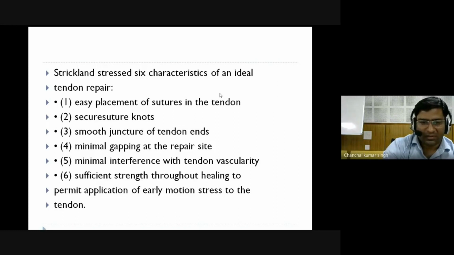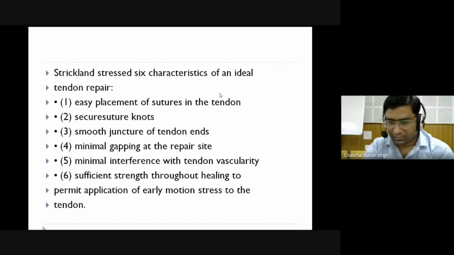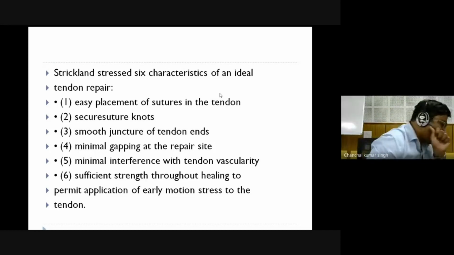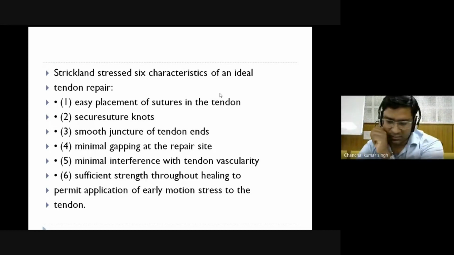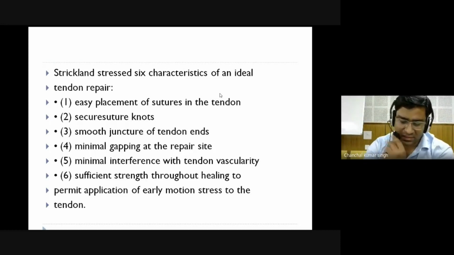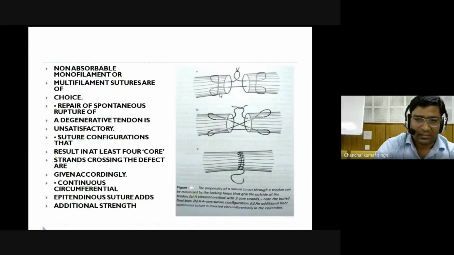So the vascularity of the tendon is intact. That's how we preserve it, which is going to heal the tendon. And you should be able to provide sufficient mechanical strength throughout the healing with your good suturing techniques, as well as splinting and preventing unnecessary stress at the repair site. So these are the different ways of repairing tendon; I'm going to just show you pictures.